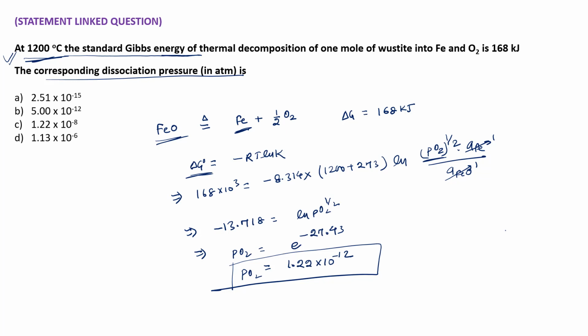There is a mistake in the options. Actually the B option was 1.22 into 10 power minus 12, and the C option was 5.00 into 10 power minus 8. It was written top and bottom by mistake. So it will be option B.